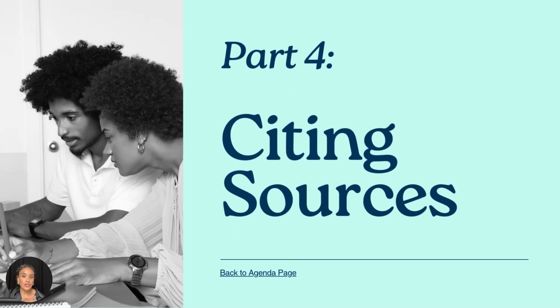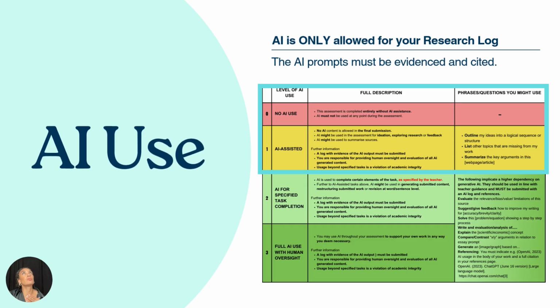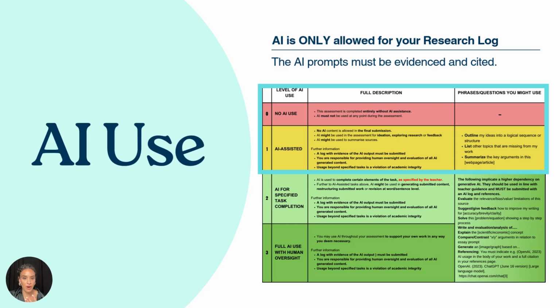When you are citing your sources, this is very important because we want to make sure that you are able to back up all the choices that you have made with some hard research. So the first thing we are going to talk about is when you're using AI, the way it works with our class is that you would fall under level 1 of AI-assisted use.